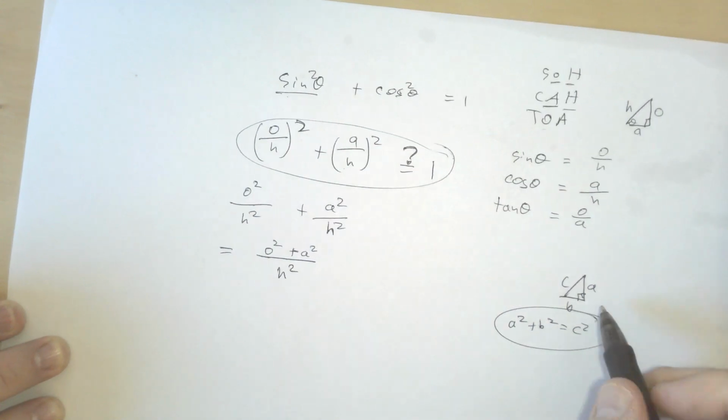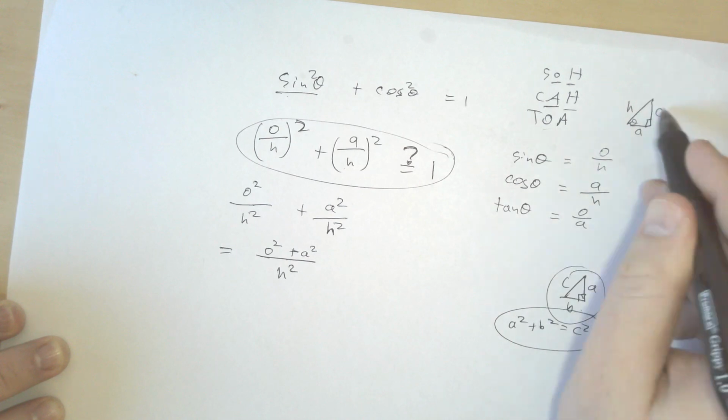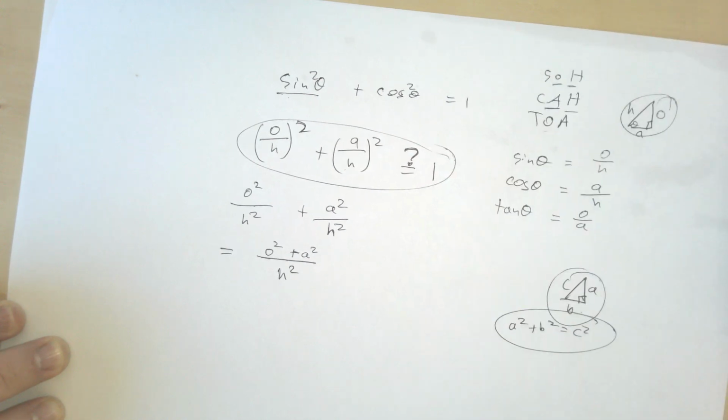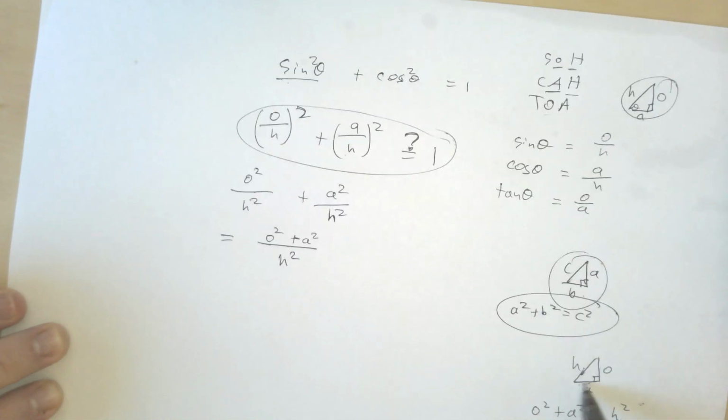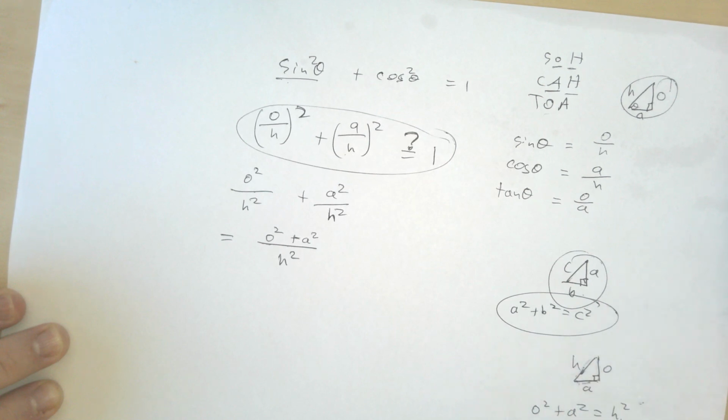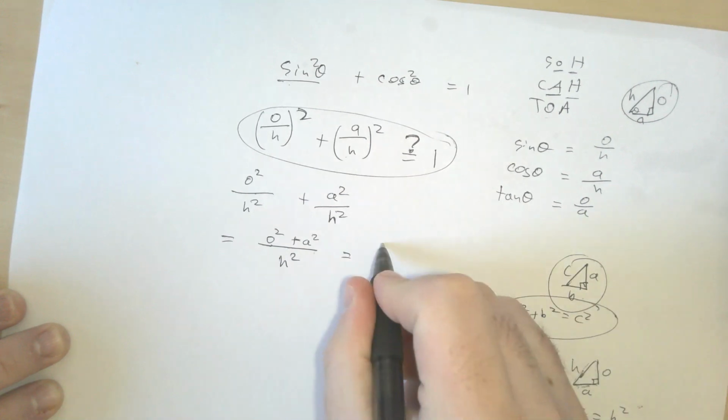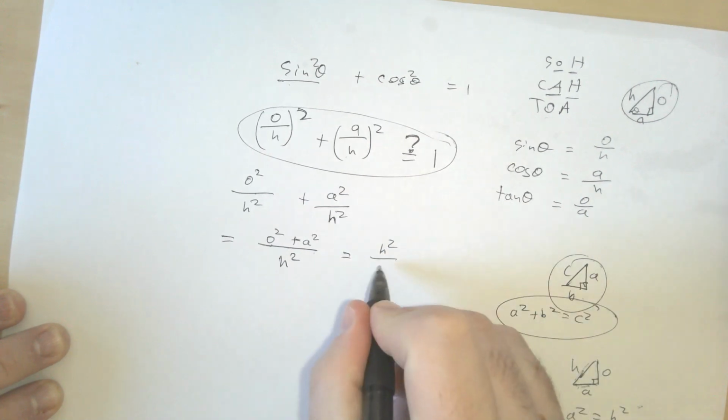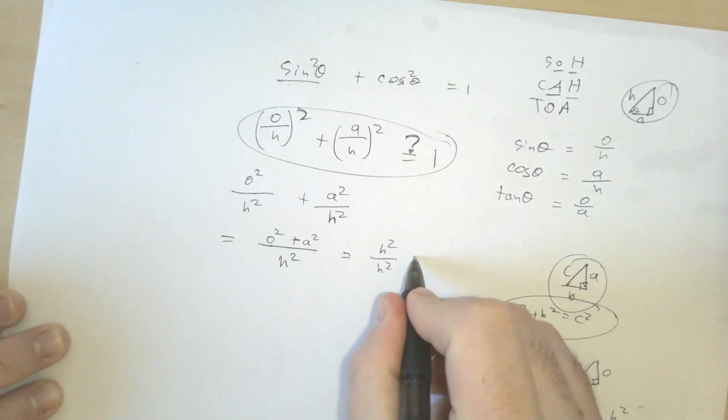Now, if we just rename these a, b, and c to o, a, and h, so o, a, and h, right? O squared plus a squared should be h squared because h is the hypotenuse. The sum of the squares of those two legs equals the square of the hypotenuse. So this here, o squared plus a squared, should be h squared. That would be h squared over h squared, and that would be 1.